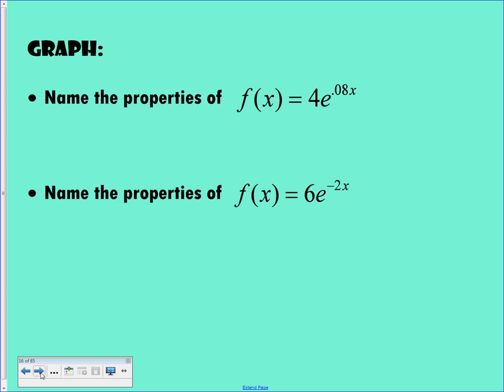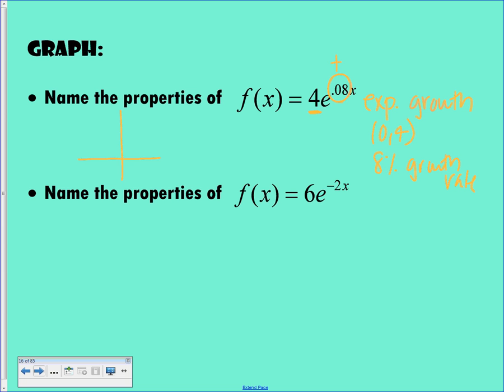We'll move on. It says go ahead and graph this and name the properties. First of all, I'm going to look at this, and I know that this is 0.08, and I know that that is positive. So if it's positive, that means this is going to be exponential growth. I know that it's still going to go through this initial amount here, so I know it's still going to pass through 0, 4. I know that this decimal, 0.08, really means 8%, so it's an 8% growth rate.